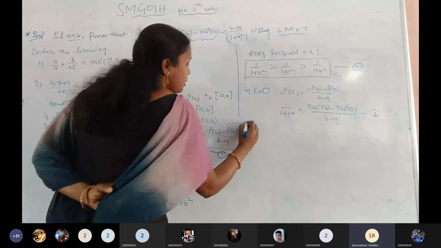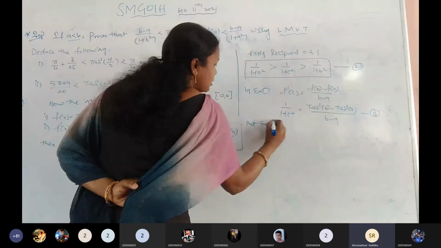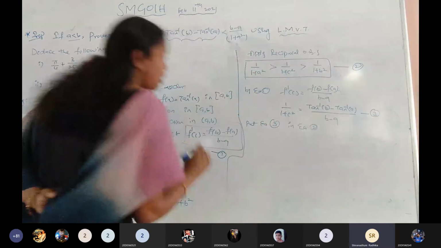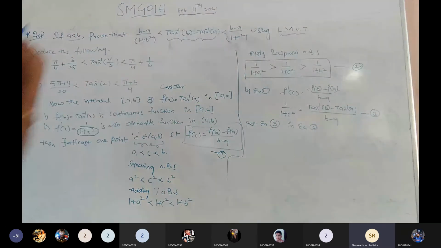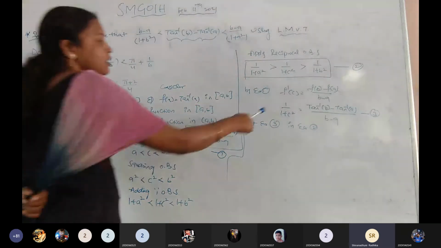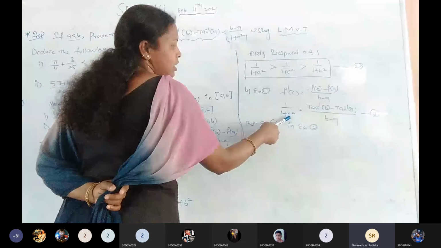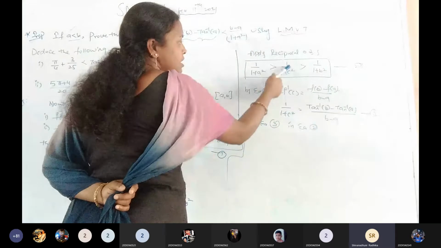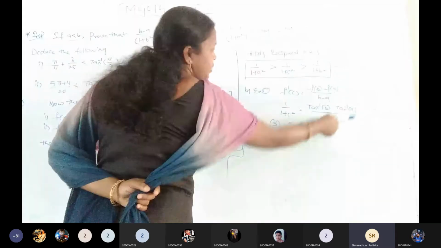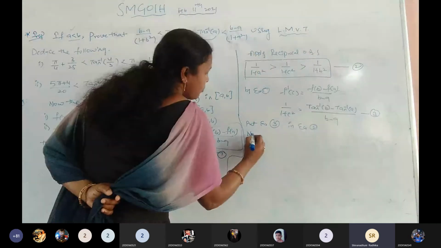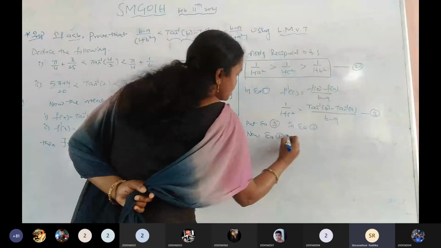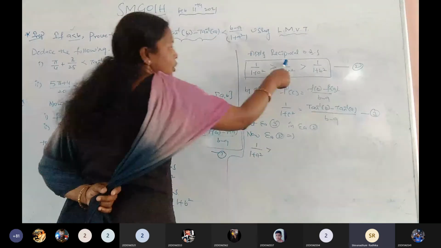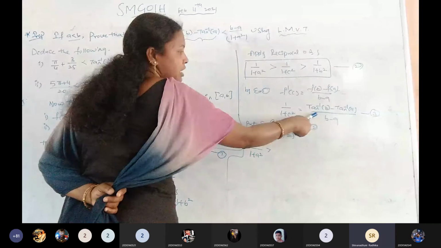Now put equation number 3 in equation number 2. Substituting equation number 3 in equation number 2. What is equation number 1? 1 by 1 plus c square. I am going to substitute 1 by 1 plus c square in this place. So equation 2 implies that 1 by 1 plus c square is greater than 1 by 1 plus c square, which can be written as this.